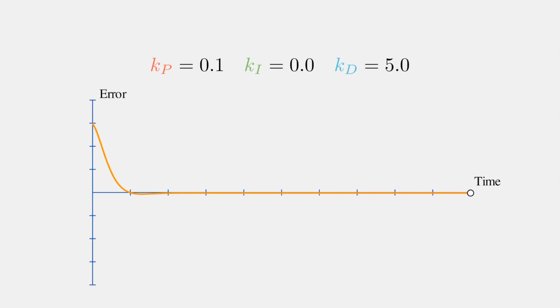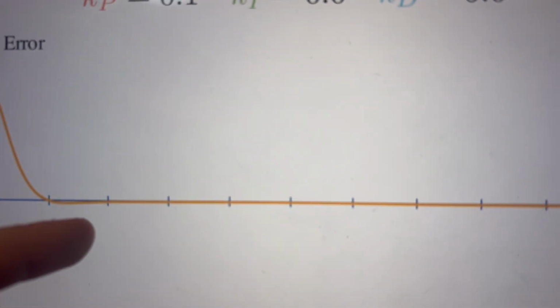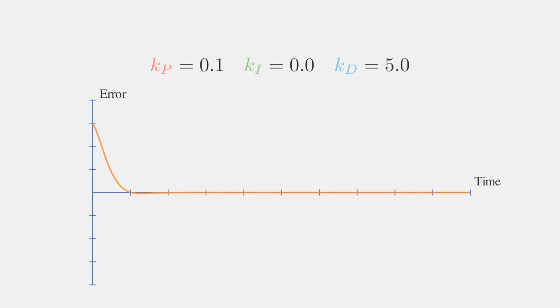Lastly, the I component removes any remaining error within the system, giving it that final nudge towards the target. But wait a minute. In this example, the I component is 0, and there isn't even any error remaining. So do we even need an I component? That's a great question, and the answer is no.